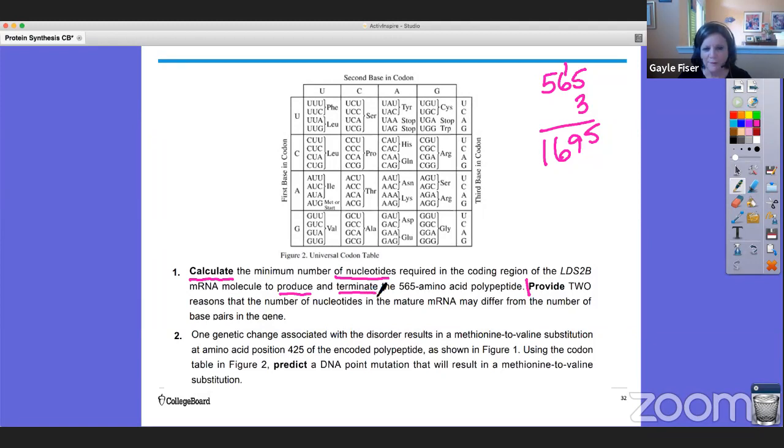Even though we don't have an amino acid, there is still something that's needed to code to stop. So let's add another 3 to that. Okay, so let's keep that number, 1698. This is simple math. There still could be simple math on your exam. You don't need a calculator and you won't be graphing, but simple math could actually still be there. Provide 2 reasons that the number of nucleotides in the mature messenger RNA may differ from the number of base pairs in the gene. Okay, so I'll give you just a second to think about that before I start adding in.